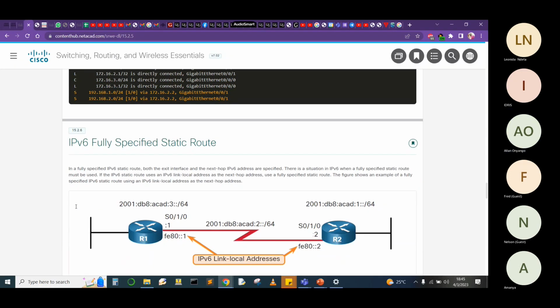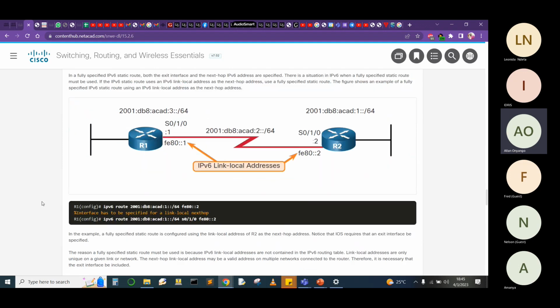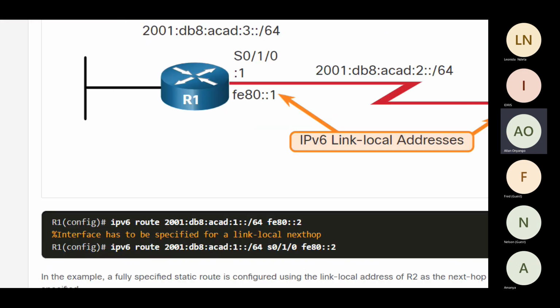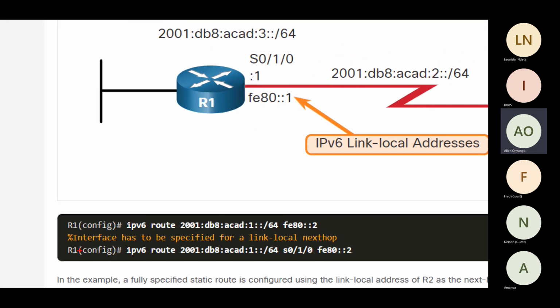Now, IPv6 can also be fully specified, but because IPv6 uses an address we call the link local address, you can always still use the link local.